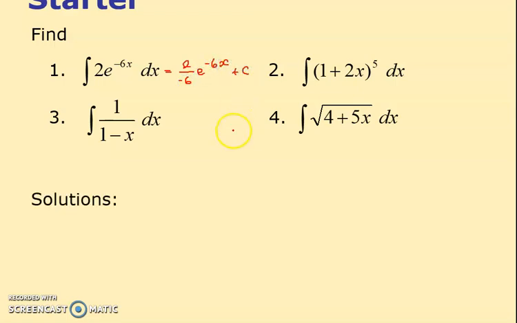Now obviously that can be simplified. Let's see if they all come up together. So this obviously becomes a third, and minus a third at that. For this number 2, you've got 1 plus 2x now to the 6, so I need to divide by that 6 plus a constant.